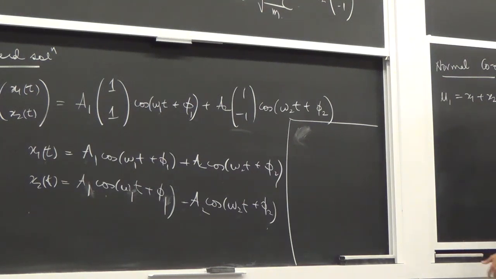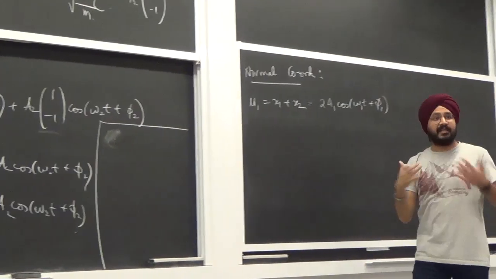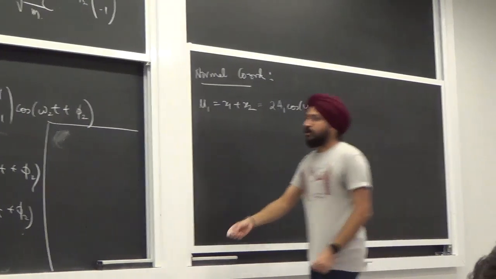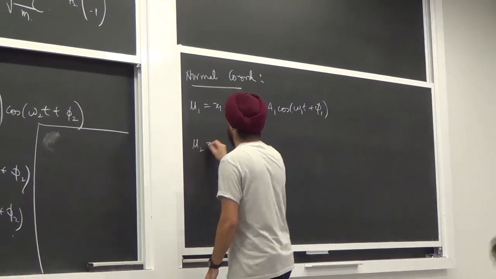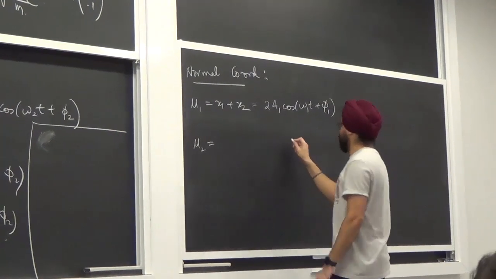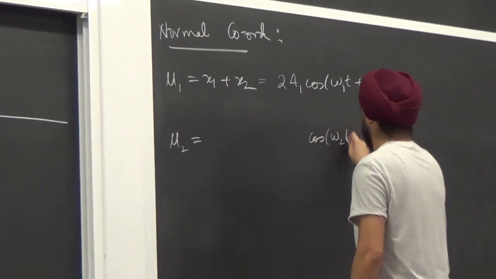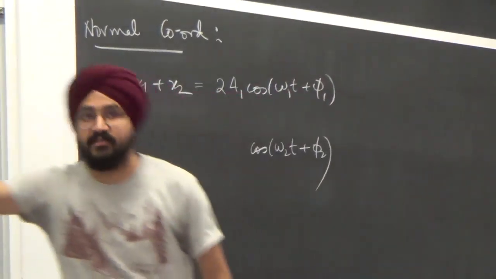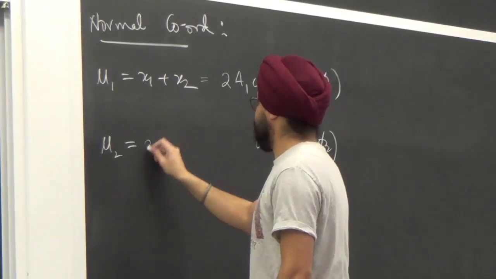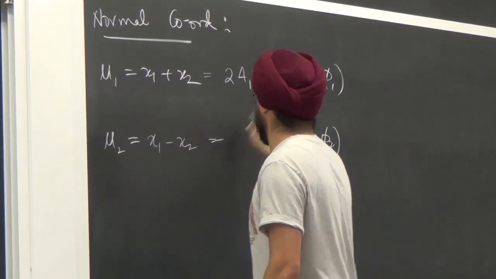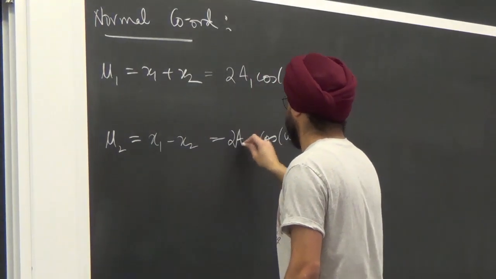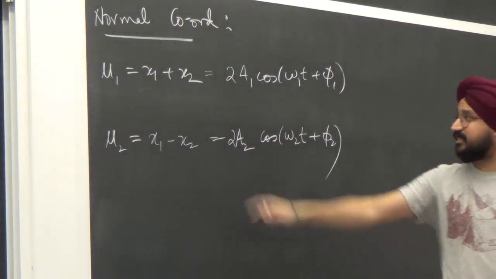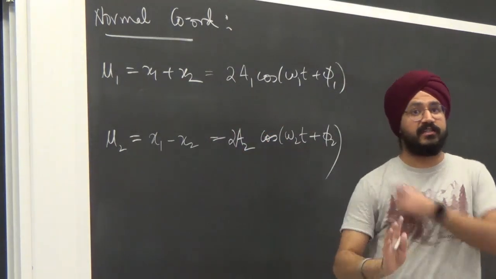It's some constant, so it's 2a1 cosine omega 1t plus phi 1. So the sum is one normal coordinate. The other one, u2, has to oscillate at the other frequency, so cosine omega 2t plus phi 2. And to subtract them off, it takes off the first piece. It's x1 minus x2, and you get 2a2. So these linear combinations are normal coordinates.